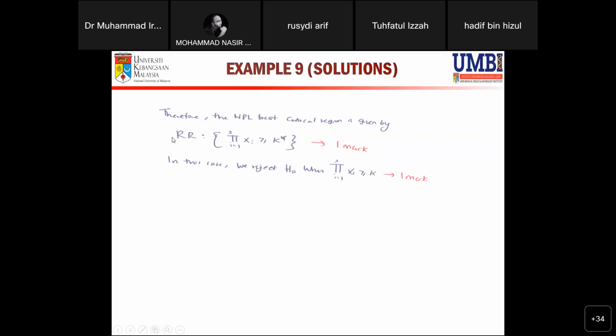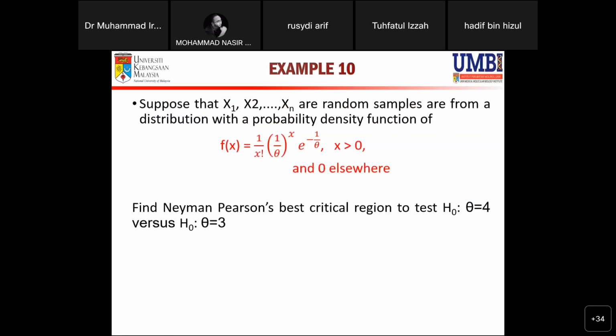Because a rejection region means the region where you reject the null hypothesis. In this case, we reject the null when the product of xi, i equals 1 to 3, is more than k star, and then you will get another 1 mark there. So always state the conclusion, because the conclusion will give you another mark. Okay, so that's how you solve the questions.